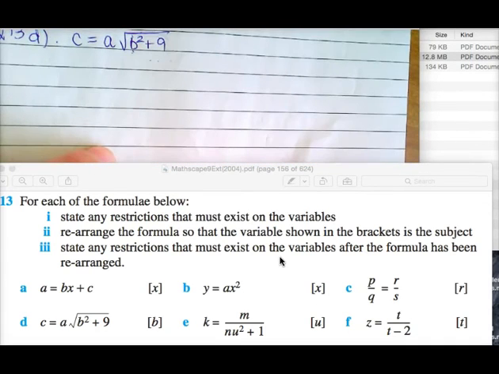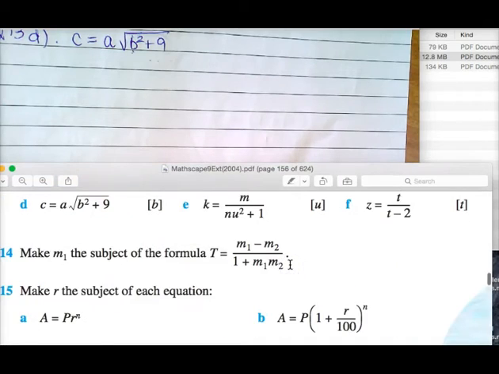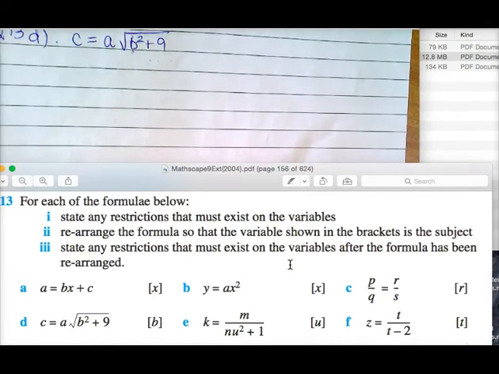I think I can find one that will be negative for you so you can see what I mean. All right, with question 13D part 1, do they say there's any restrictions on the variables? No, don't worry. We'll continue that one tomorrow.